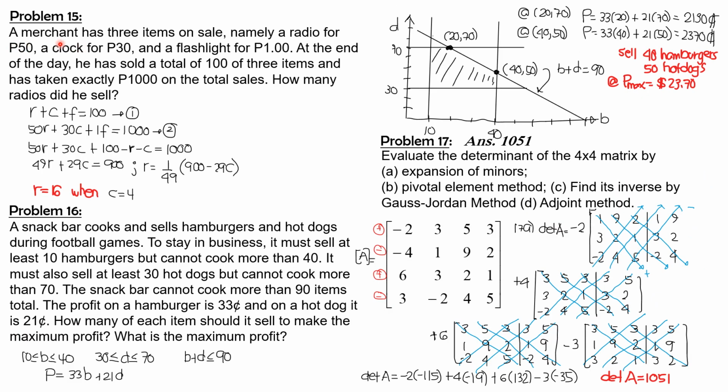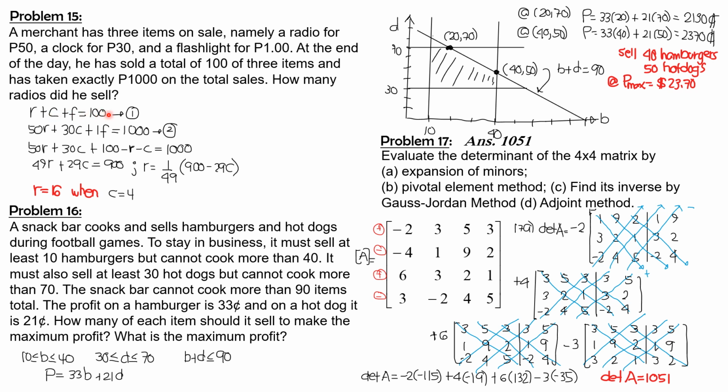So problem 15 is about Diophantine equation. A merchant has three items on sale, namely a radio for 50 pesos, a clock for 30 pesos, and a flashlight for 1 peso. At the end of the day, he has sold a total of 100 of three items and has taken exactly 1,000 pesos on the total sales. How many radios did he sell? So first equation, number of radios plus number of clocks plus number of flashlights equals 100.